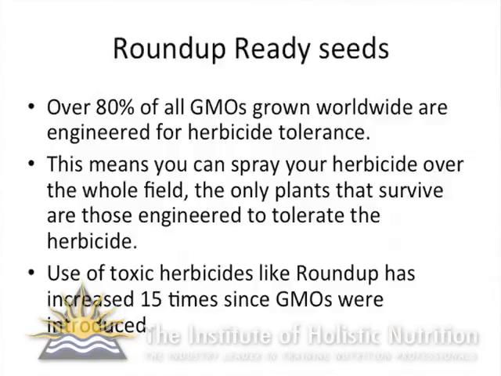So Roundup Ready seeds. If you're not familiar with Roundup, it's the most widely used herbicide on the planet. It's made by Monsanto. And over 80% of all the genetically modified organisms grown worldwide are engineered, so we're engineering these seeds to be resistant to the number one selling herbicide. Okay, does that make sense?